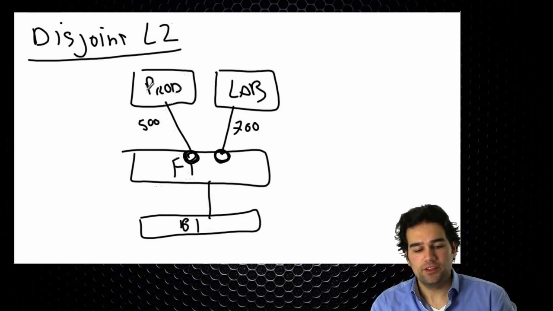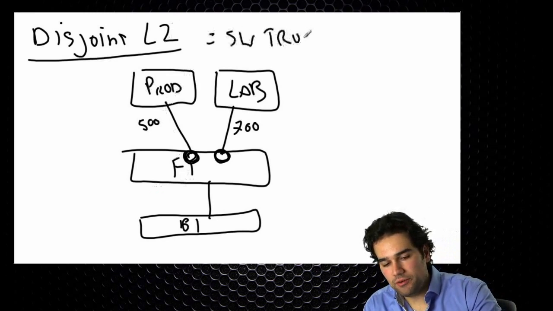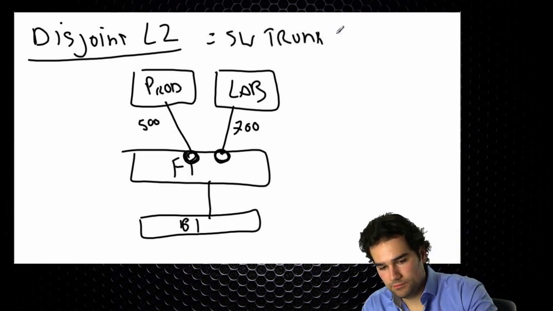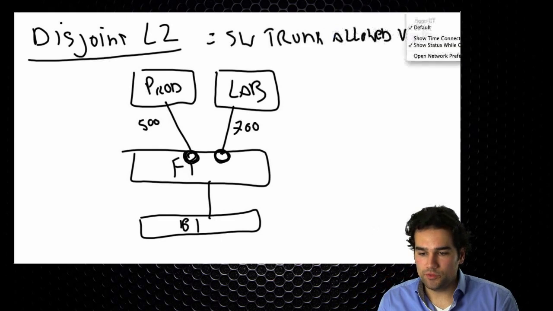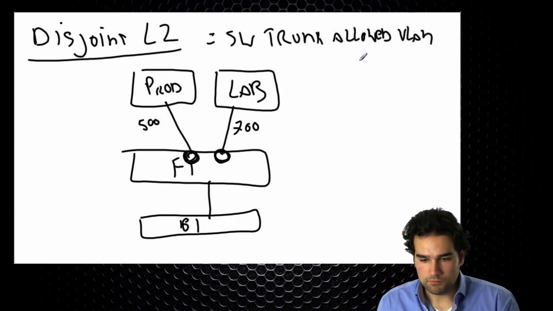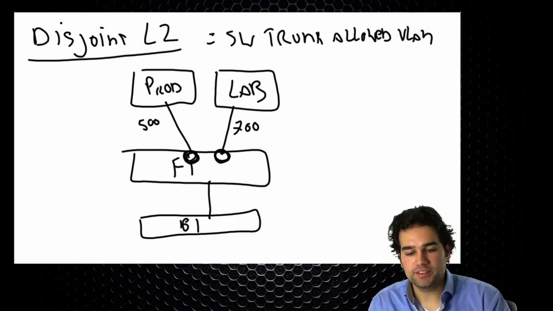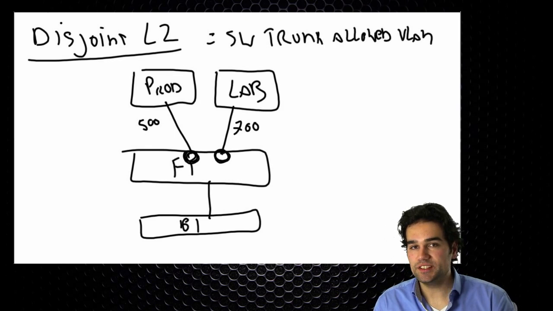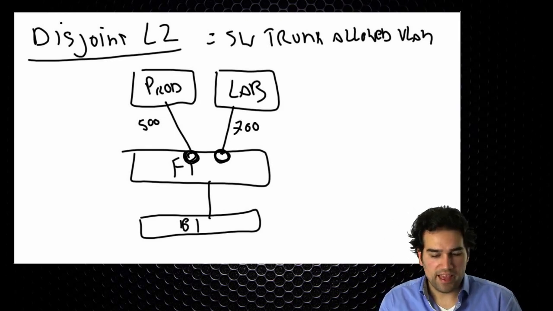So how do I configure my switch port trunk allowed VLAN list? That's what I'm configuring with disjoint layer 2. So how do I do that? The fun part is that this is only located in one very specific place in the GUI. And you have to know where it is.